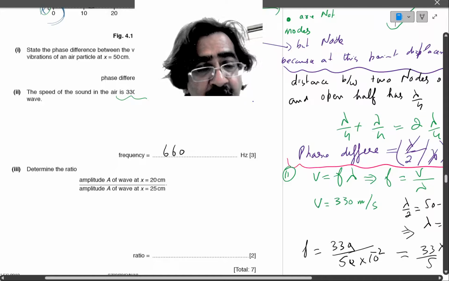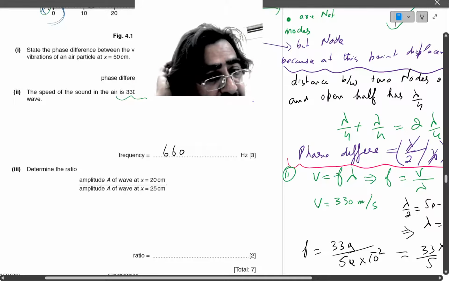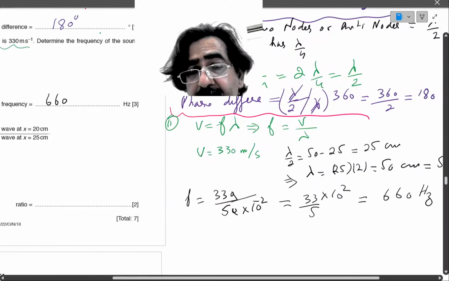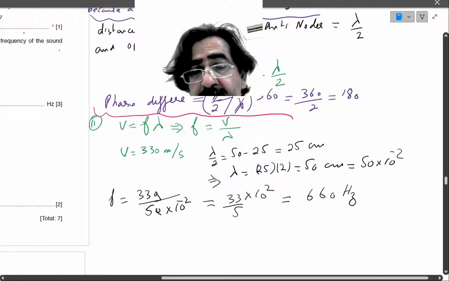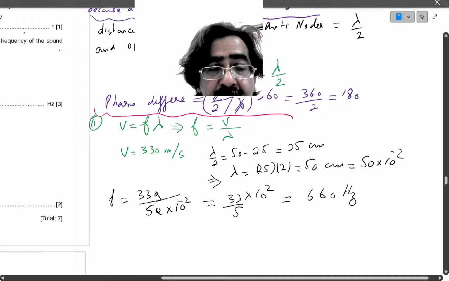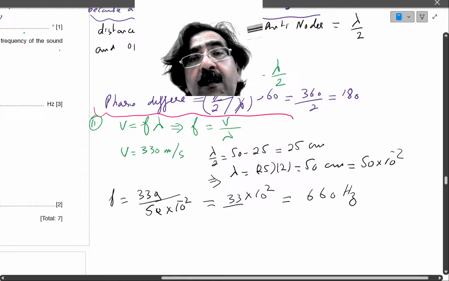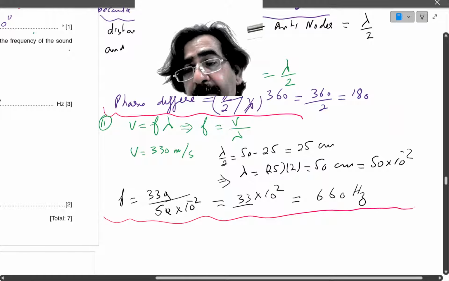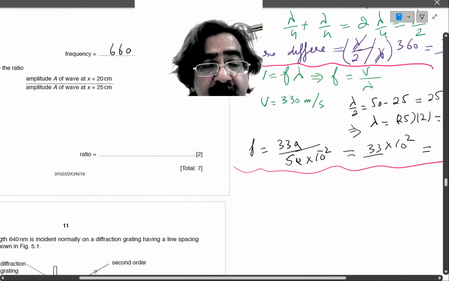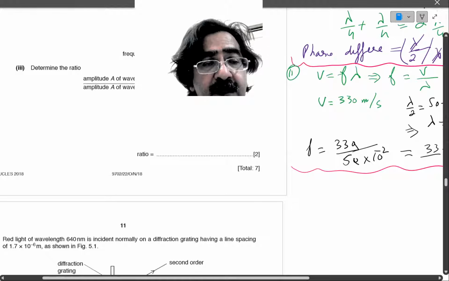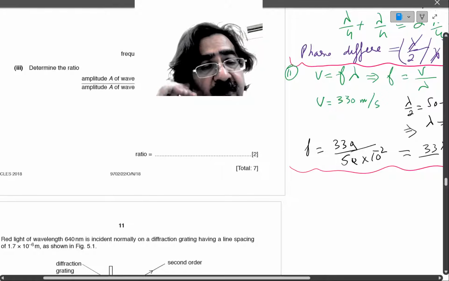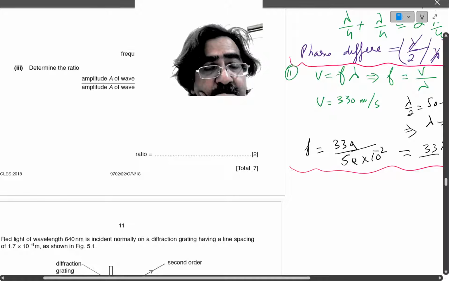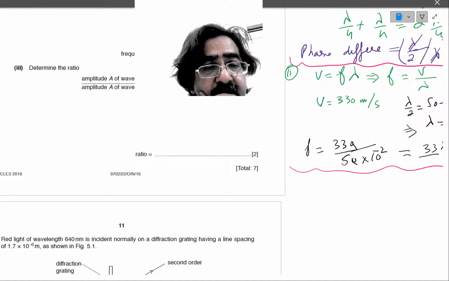660 hertz. Okay. Third is... okay. Next is determine the ratio of the amplitude of wave x at 20 and the amplitude at 25.